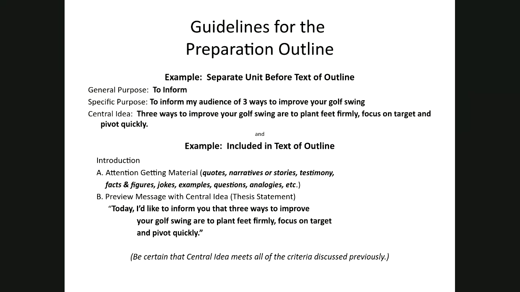Okay, so here's an example of what we've just been talking about. So this is your paper, this is your sheet of paper, and you're going to say general purpose. You're going to write it out just like that, and it's going to say to inform or to persuade. Then it's going to say specific purpose, to inform my audience of three ways to improve your golf swing. And then it's going to say central idea, and you're going to write that central idea out. Okay, and it's going to also be included in the text of the outline. So this would be the beginning of the text of the outline.